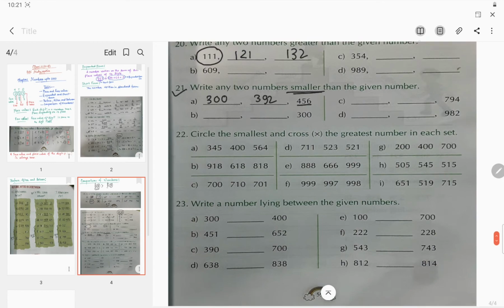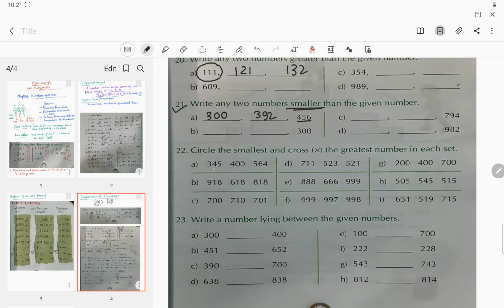Okay. In question number 2, circle the smallest and cross the greatest number in each set. We already have done this in question number 1. The same question is coming. Now I am solving question number A. Circle the smallest one. Which is the smallest one among these numbers? 345. And cross the greatest number. Yes, 564 is the greatest number, so I crossed it out. Okay.